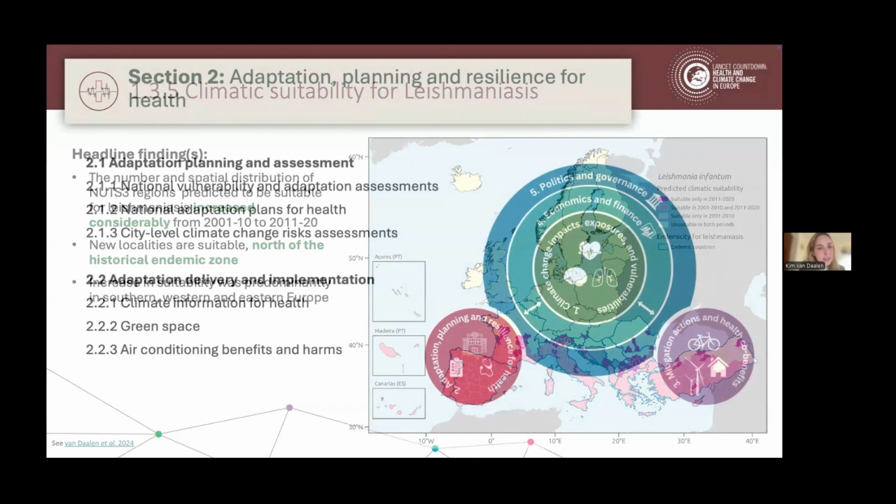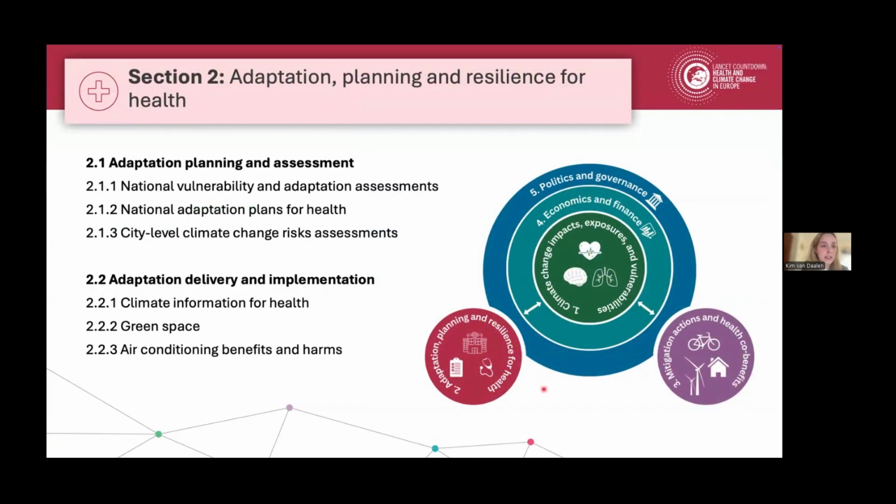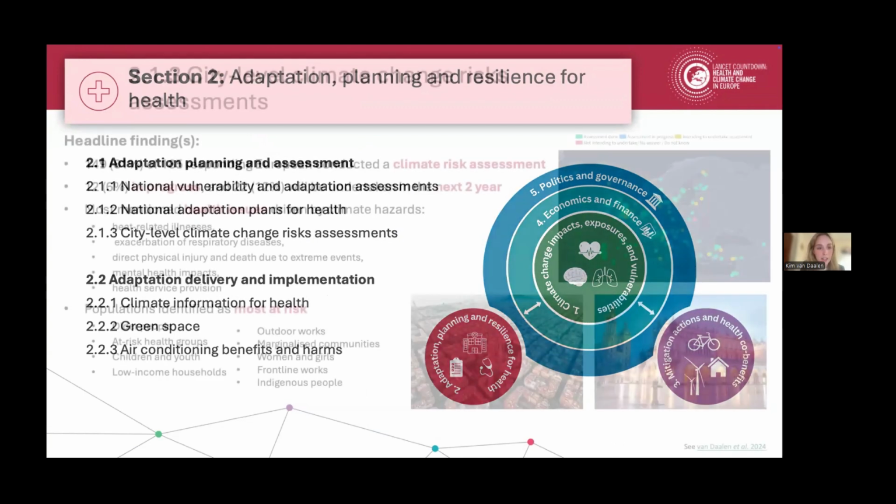In our second section of indicators, we have indicators that follow adaptation, planning and assessment, as well as adaptation, delivery and implementation. So we look at, for example, how climate information is taken up in health systems, whether there are national adaptation plans for health, whether there are city-level climate risk assessments, and a range of different other indicators.